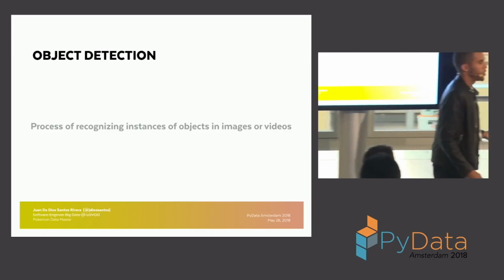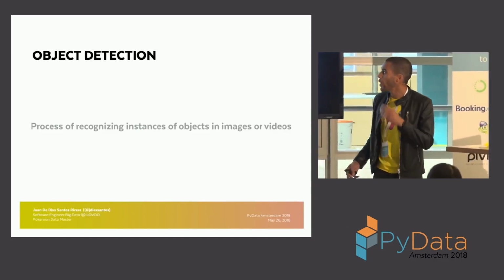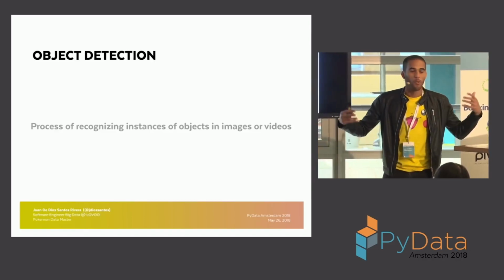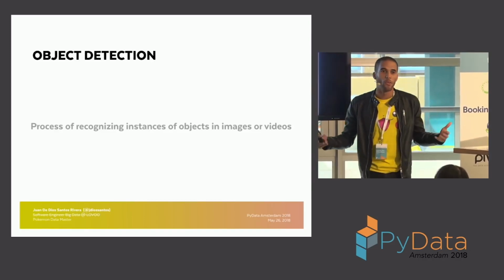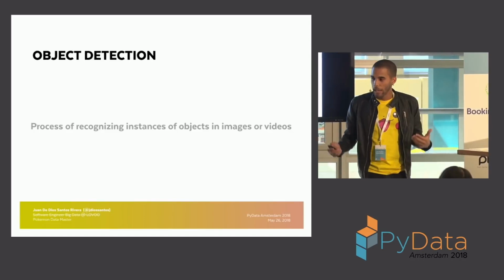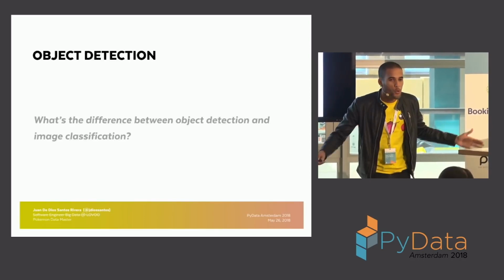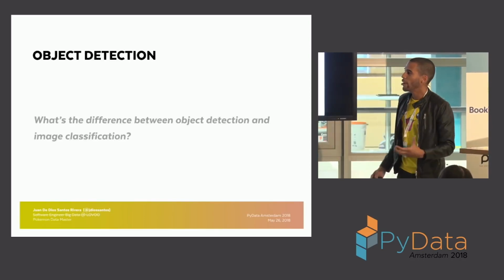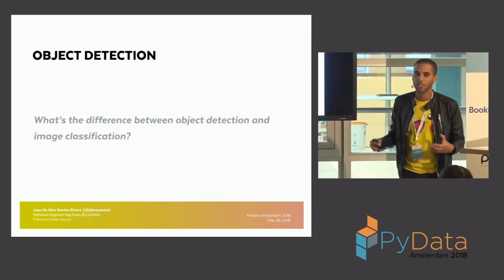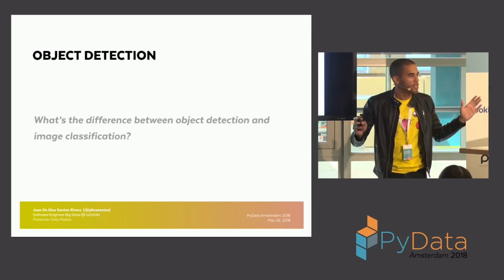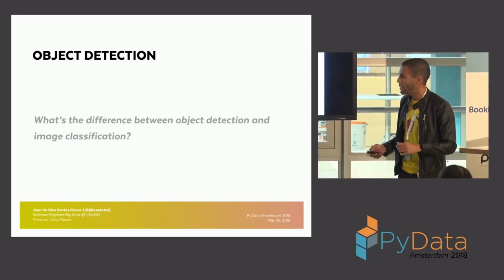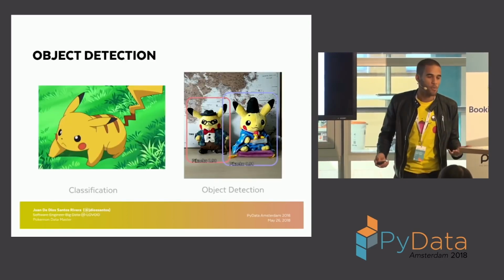Well, I like to define object detection as the process of recognizing instances of an object in images or video in any frame. However, I'm really sure that maybe some of you, maybe back there, is asking, hey Juan, what is the difference between object detection and image classification? And that's a really, really nice question, my dear friend. And the answer is this, or my own answer.